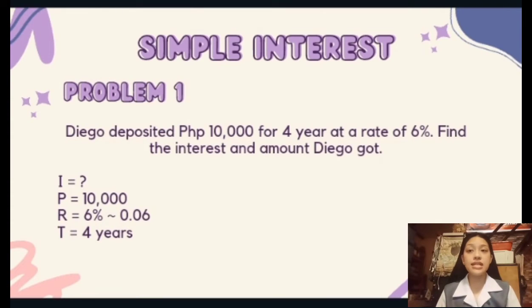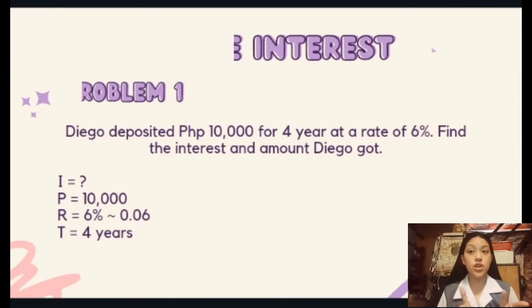The problem is, Diego deposited 10,000 for 4 years at a rate of 6%. Find the interest and amount Diego got. You can pause the video and answer it yourself. Now, we're gonna proceed to the solution.